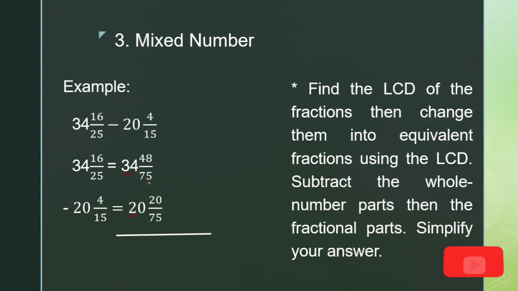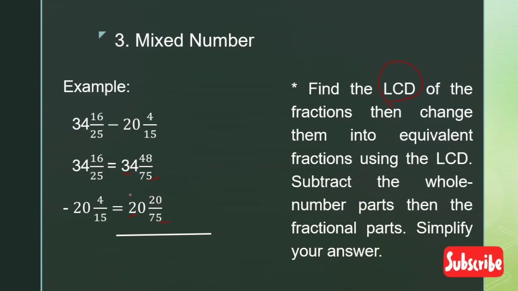Okay, so ang magbabago lang dito is yung sa denominator and the numerator. Bakit? Kasi sa denominator ay hanapin natin yung sinasabing LCD. Okay? So, we have LCD which is 75 now. So, LCD 75 divided by 25 times 16 is 48. Okay? Ganon din gagawin natin sa pangalawang fraction. 75 divided by 15 times 4 is 20.